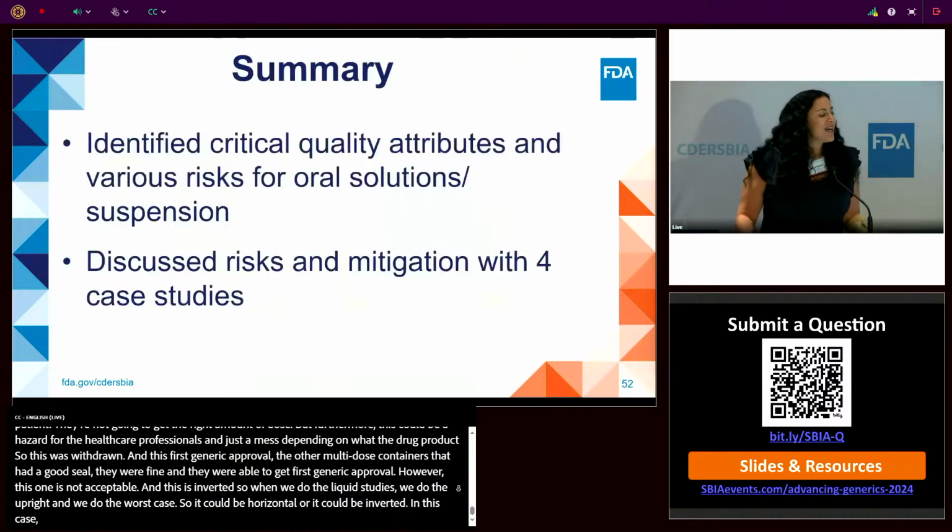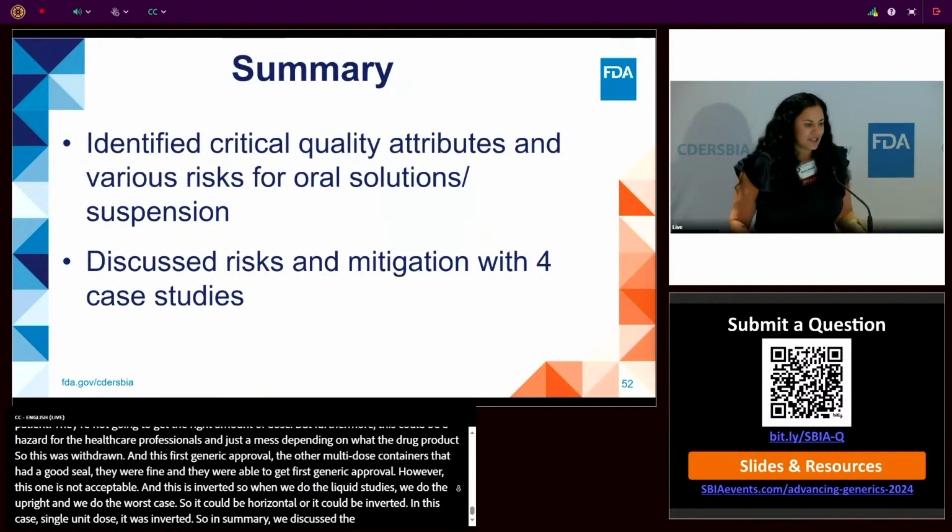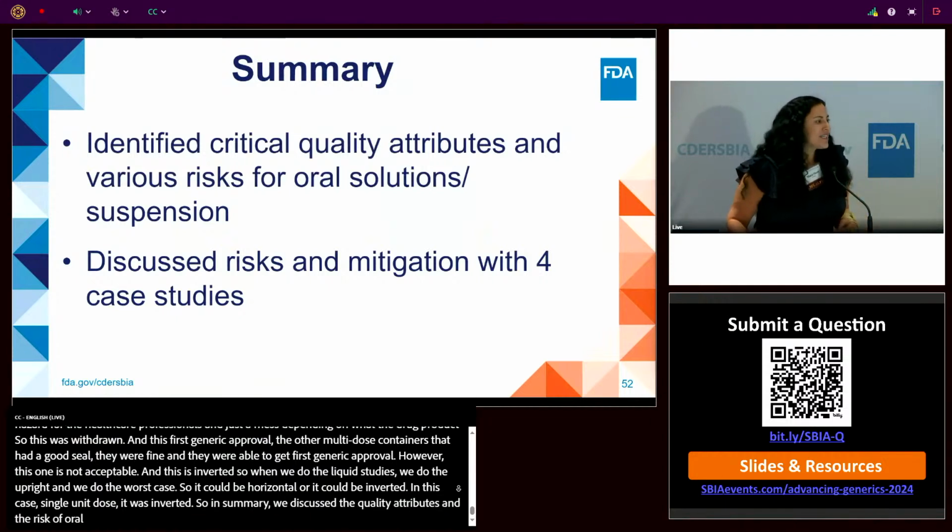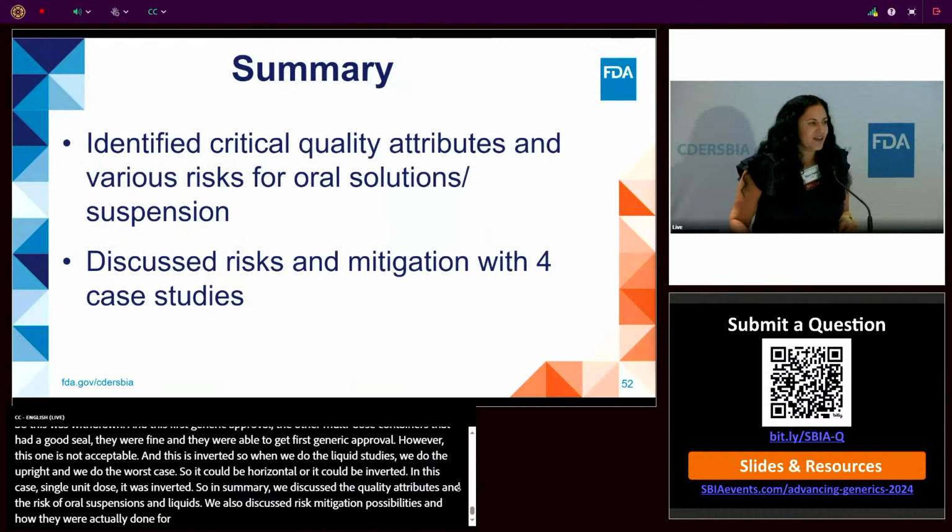So in sum, we discussed the quality attributes and the risk of oral suspensions and liquids. We also discussed risk mitigation possibilities and how they were actually done for 4 case studies in real life for first generic approvals.